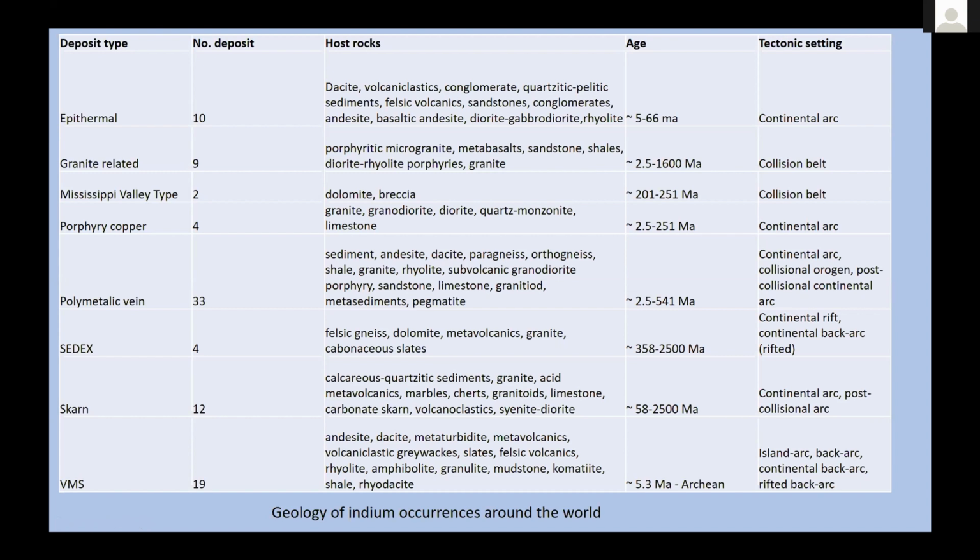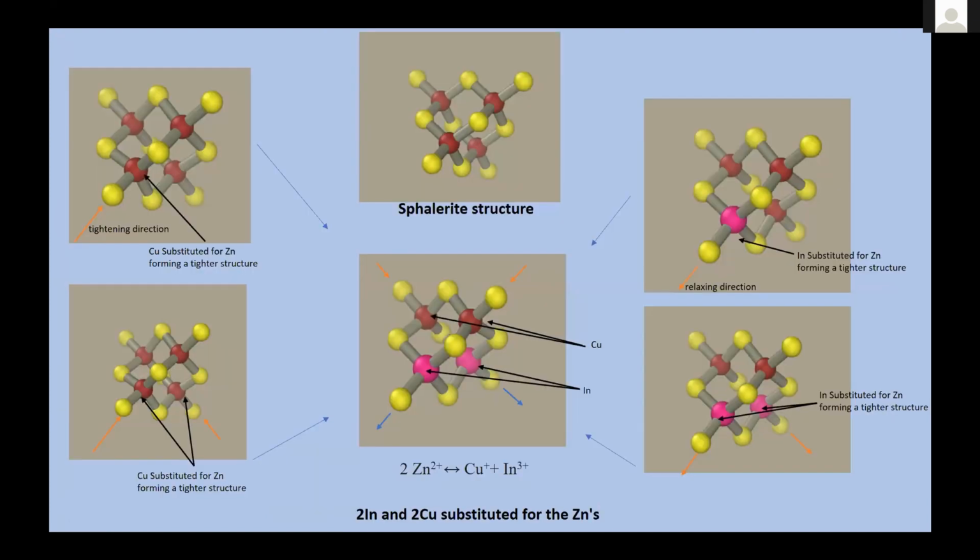But if you look closely through these deposits, in general, indium does not form its own minerals and its own mineralization, but rather occurs associated with sphalerite, chalcopyrite, or other primary sulfide minerals, of which sphalerite is the main mineral. So because Avish has a background in chemistry, he started playing over the last month with thermodynamic modeling, and he tried to model the incorporation of indium and copper into sphalerite structures.